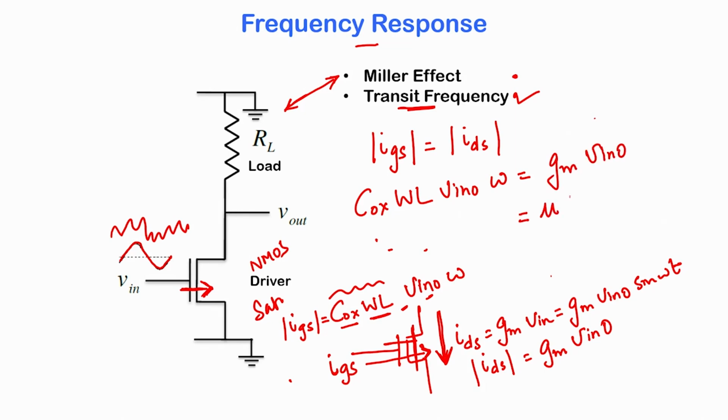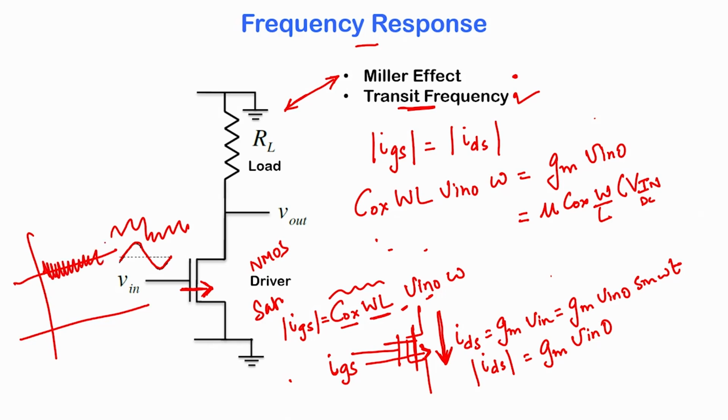Gm is mu Cox W over L into Vgs, or the Vin DC, the DC value of Vin, which is not shown here. So, there is a DC value of Vin, and on top of that you have this very high frequency small Vin going in. So, the Vin DC minus Vt into small Vno, and we will give a special symbol to this omega, we will call it omega t, which is to represent the transit frequency.